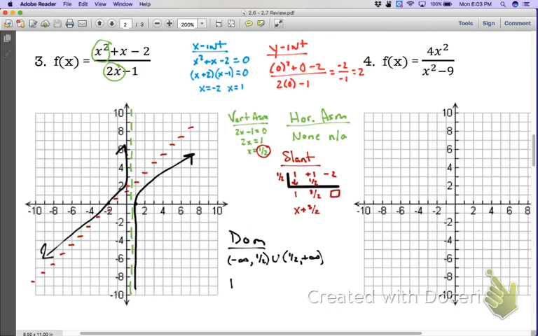My range, it's going off negative infinity. If you look, even if you just look at the one side, it's going from negative infinity. It's just going to keep climbing. It's going to keep going to positive infinity. So in this case, our range is just going to go from negative infinity to positive infinity.